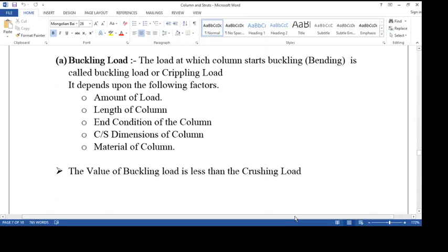Buckling load. So, what is a buckling load? For example, one long column is there. You give some load to that long column. At that time, the column will start buckling or bending. That is called the buckling load or crippling load. Generally, buckling load depends upon the following factors. Number one, amount of loading. Number two, length of the column. Number three, end condition of the column. Number four, cross section dimension of the column. Number five, material of the column.